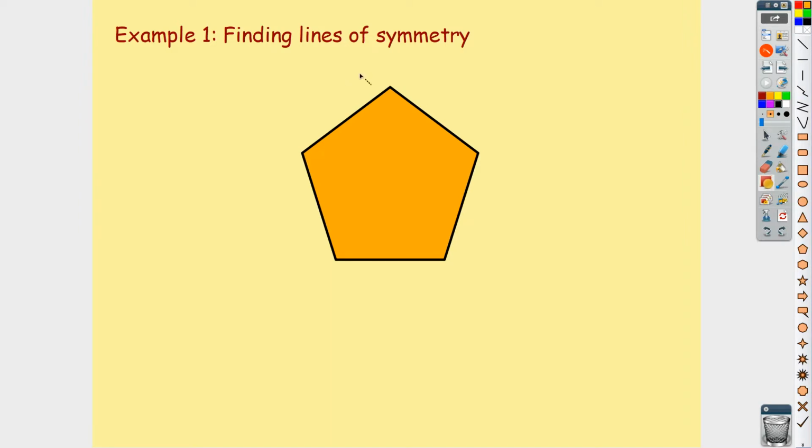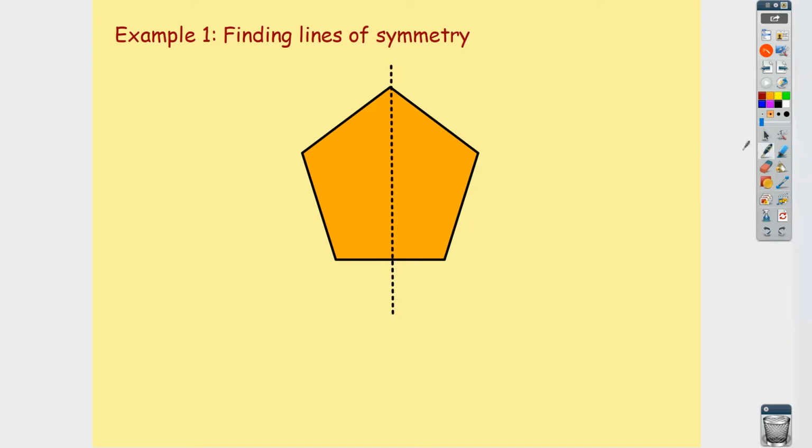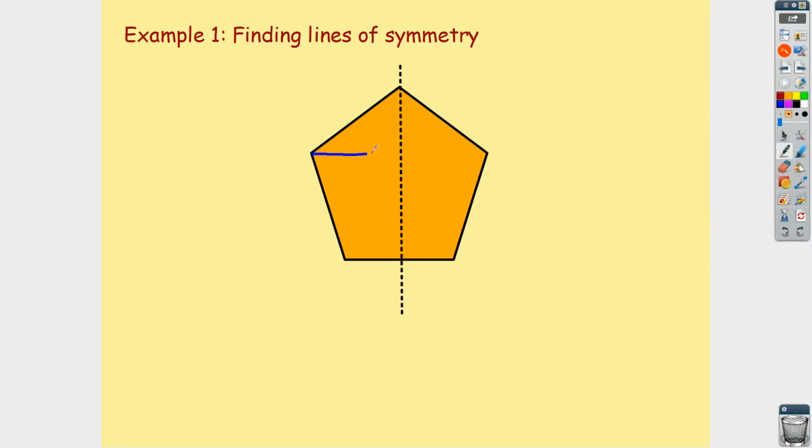So hopefully the first one is pretty straightforward for you to spot. There's a line of symmetry splitting it in half here, okay? If you take this point, it's going to translate straight across to this point. Okay, so that's a nice line of symmetry to get us started.